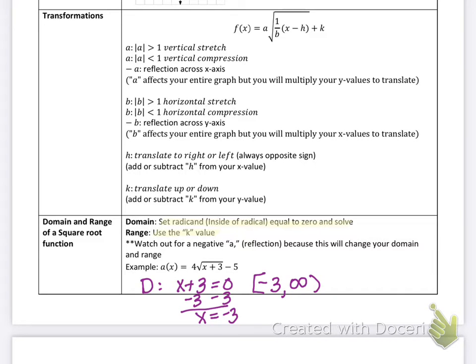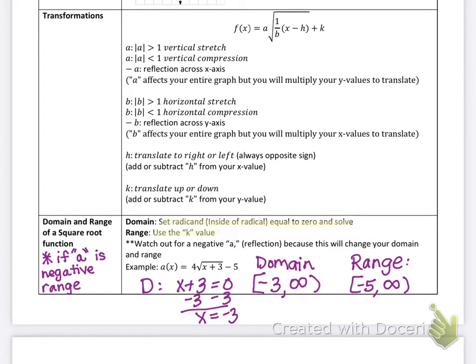So just be careful if it's not just x and it's, let's say, 2x or a half x or something like that. You do want to go ahead and completely solve it. So our range is just based on our k value. So that first point is going to be our k, which is -5, and then it will go to infinity. Now, one thing to note as well is that the a will change the range, okay? So if a is negative, the range will flip. And so instead of going to positive infinity, it will actually be going to negative infinity. And you'll see that in one of the examples on the next slide.